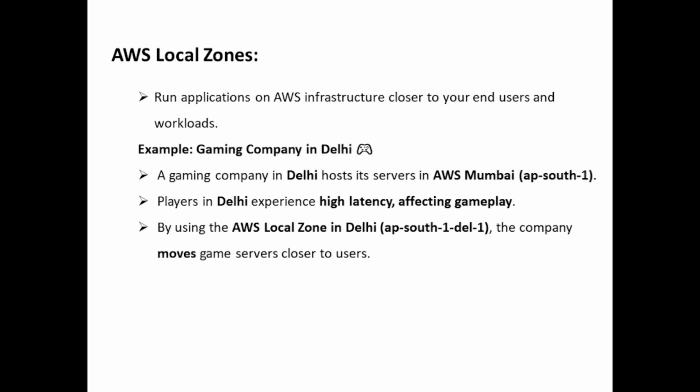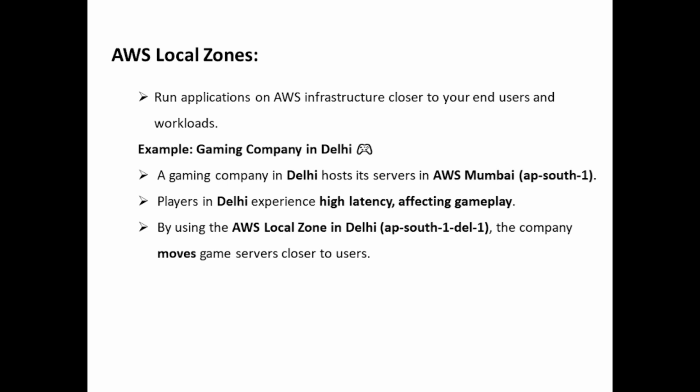Now let's move on to another part of AWS infrastructure: local zones. What are local zones? Local zones let you run applications closer to your users, even if the main AWS region is far away. They extend AWS services to metro cities where there isn't a full AWS region. Why does it matter? Some applications like gaming, video editing, and real-time simulations need ultra-low latency. If users are far from the main AWS region, it can slow things down. That's where local zones help.